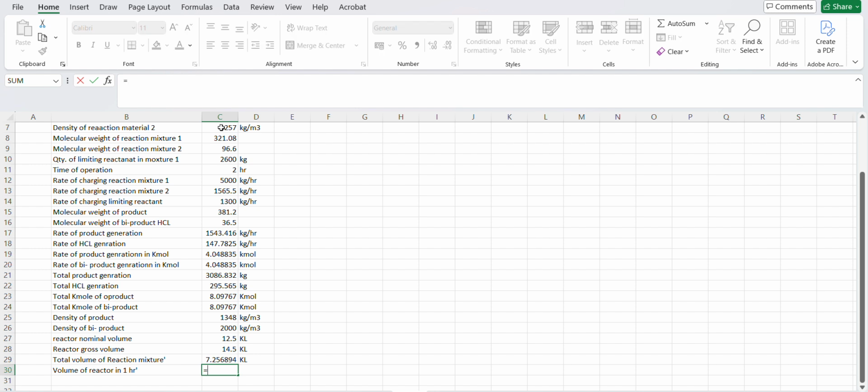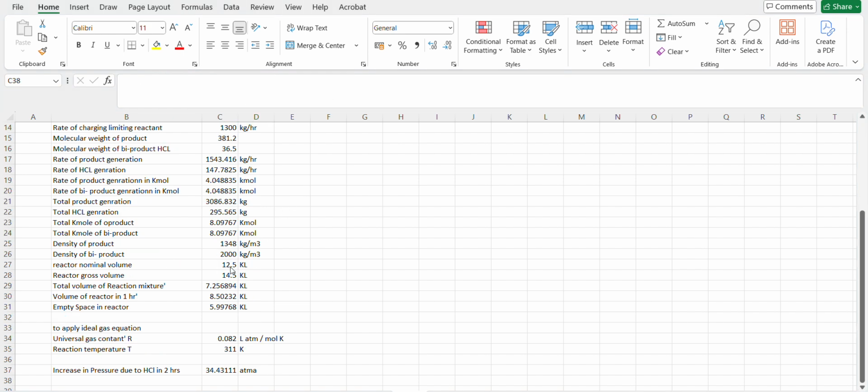So we can calculate this simply by the rate of feed materials divided by its density, so we get that in meter cube, and simply plus whatever reactant 1 we charged, so we got the total volume available in the reactor. So simply we have calculated the volume of reactors, and we can check the empty space here by simply subtracting the total volume minus the occupancy of the reactor.